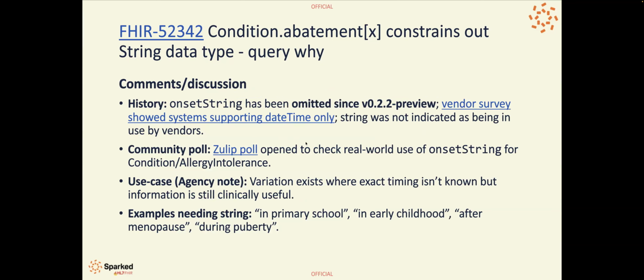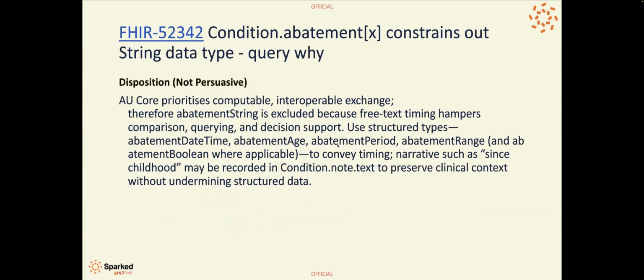This also had a vendor survey and was related to the Zorlip poll. And ultimately, it's the same disposition as the other items that we landed on. So I think the only thing different about this is that it's abatement and it's not onset. Feel free to speak up if there's any differences between this and the others that you can think of. That question is open to those on the line on whether or not there are differences here between the condition onset and the condition abatement to talk through.